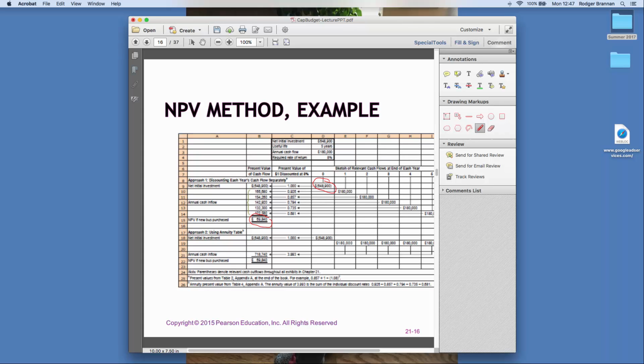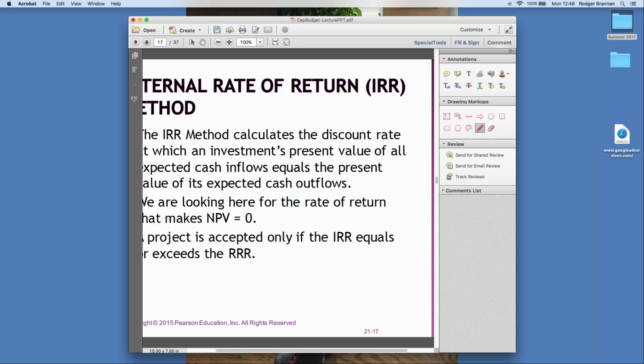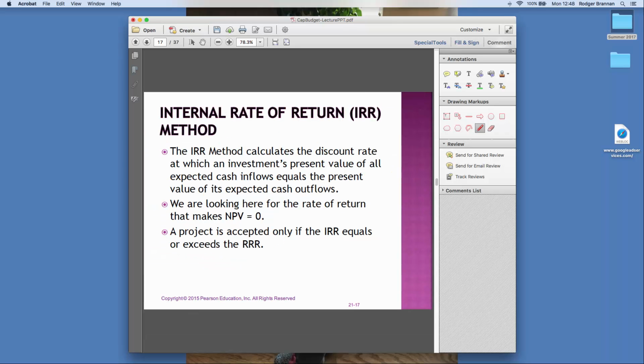Now, I could also recognize this as an annuity. Why? Because I'm also getting the same amount of money each year. So when that happens, I can go to my present value of annuity table at 8%, in this case for 5 periods. I come up with this factor here, multiply 180 times that, come up with 718,740. I still have a pretty substantial amount of money coming in here, over 60,000 net present value. So my answer would be yes, I would accept this as a viable project because it has a positive net present value.